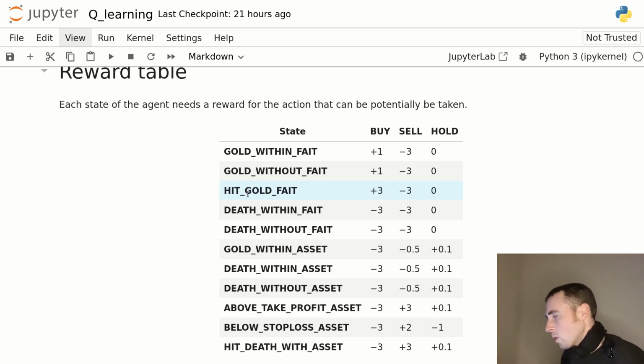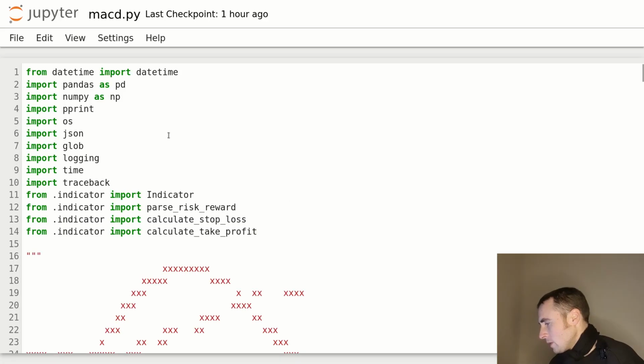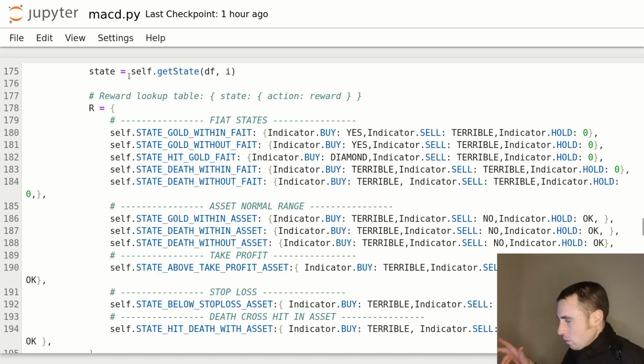So here's my rewards table. For example, if the golden cross occurs whilst I'm holding fiat, a buy action has a reward of 3, a sell action has a reward of -3, and a hold is neutral. If we take a look into the code of the agent, we will see what's going on. So here's the rewards defined for each of the states as per the reward table.